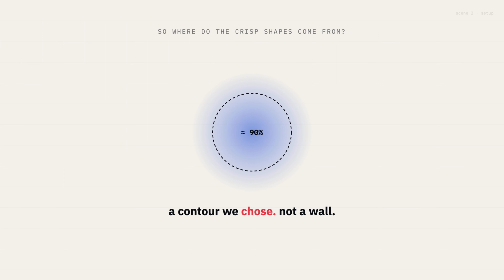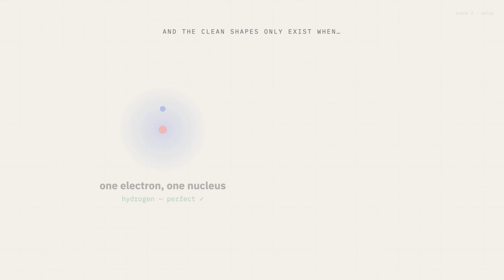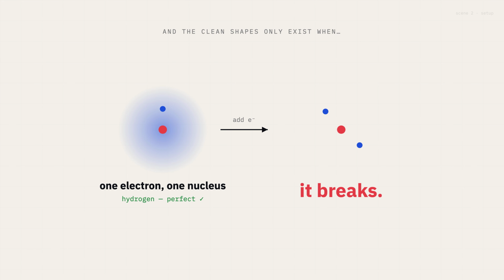So those crisp shapes with hard surfaces? We drew a line at about 90%, the space the electron sits inside most of the time, and threw the rest away. The shape is a contour we chose, not a wall. And these clean shapes only fall out of the math exactly when you have one electron around one nucleus. That's hydrogen. Strip any atom down to a single electron and it's perfect. Add a second electron and it breaks.